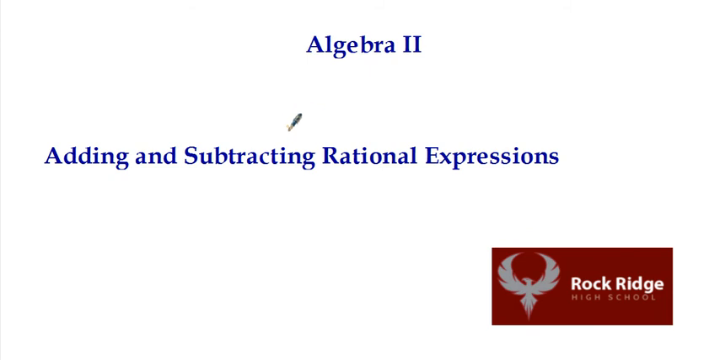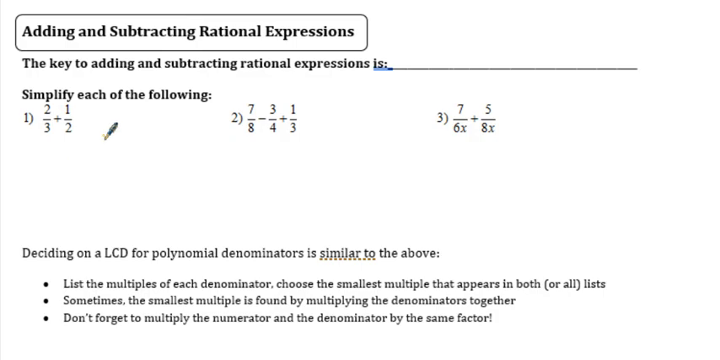So last class we did multiplying and dividing these fractions. Today we're going to add and subtract them. So let's think back to our early days of fractions and remember that the key to adding and subtracting rational expressions is a lowest common denominator, or LCD. We're doing this in 5th grade. That's right. Thank you, Callan.